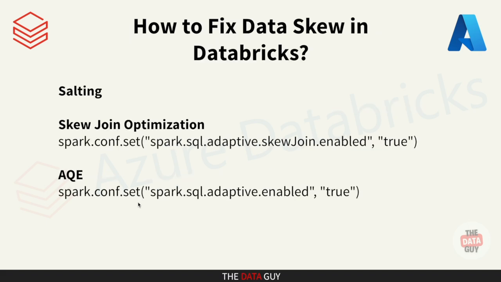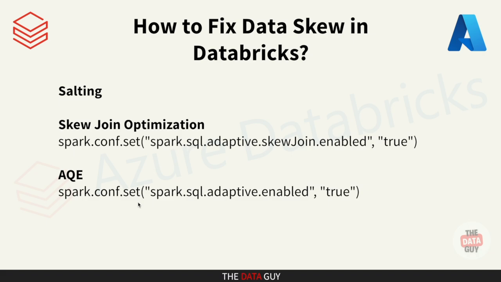So let's look at some of the techniques for how we can manage this data skewness. First one is salting. Salting is basically adding a random number to spread data across multiple partitions.